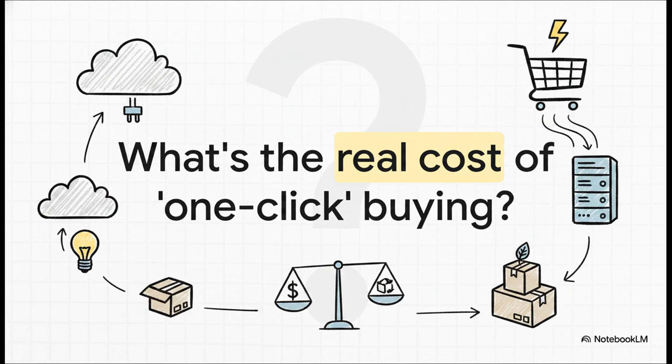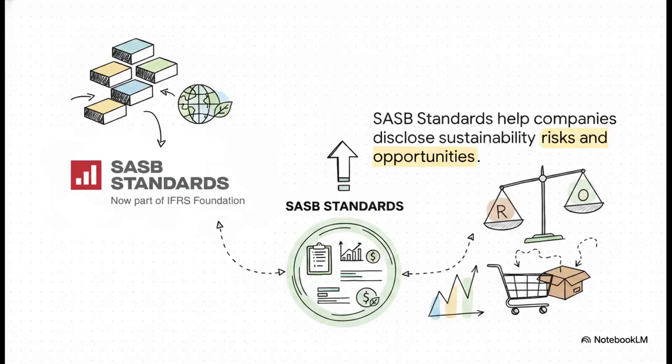So, how do we actually get the full picture? Well, the answer really comes down to standardization. And that's where the SASB standards come in. Now, these are maintained by the International Sustainability Standards Board, or the ISSB, and they basically create a common language for companies to talk about the sustainability issues that really matter to their bottom line. It means we can finally compare apples to apples when we look at these companies.